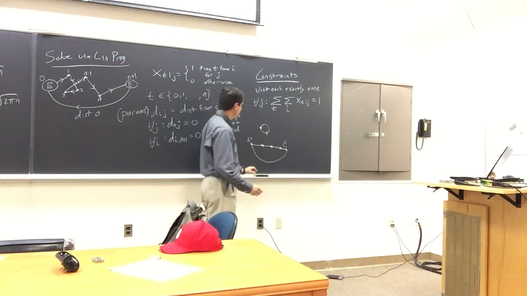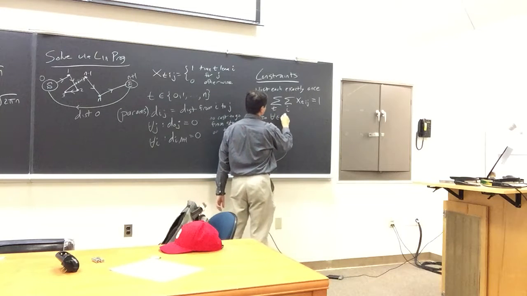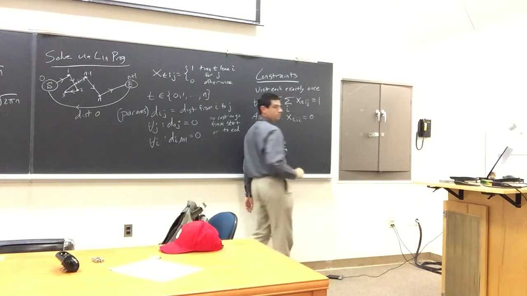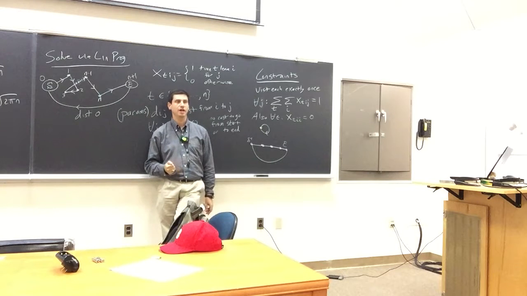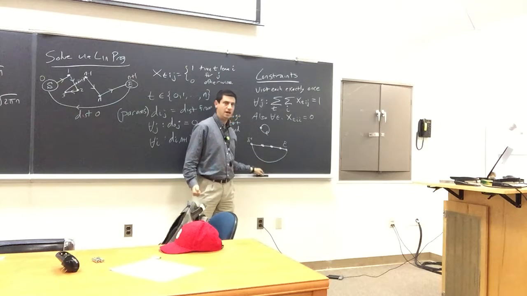So one thing is, it's not necessarily bad to say, also, for all t, x_{i,t,i} equals 0. That will prevent something like this. It's not a bad constraint to just put in. I think it will help the runtime. There is another constraint that we will put in that will eventually, I think, kill this issue.